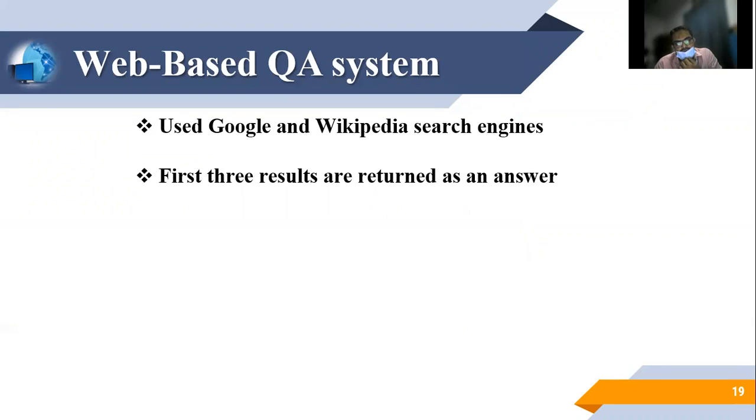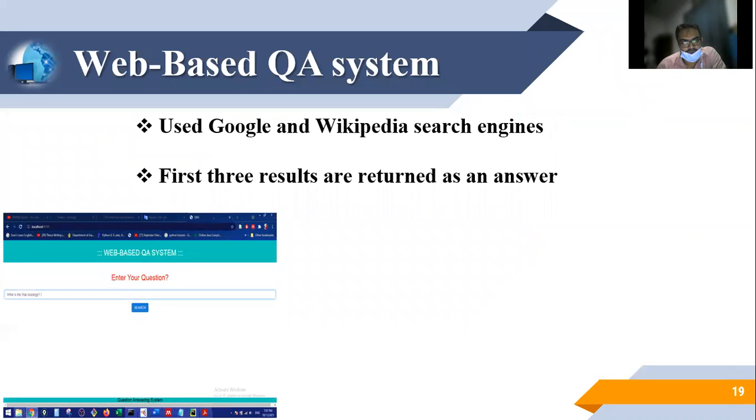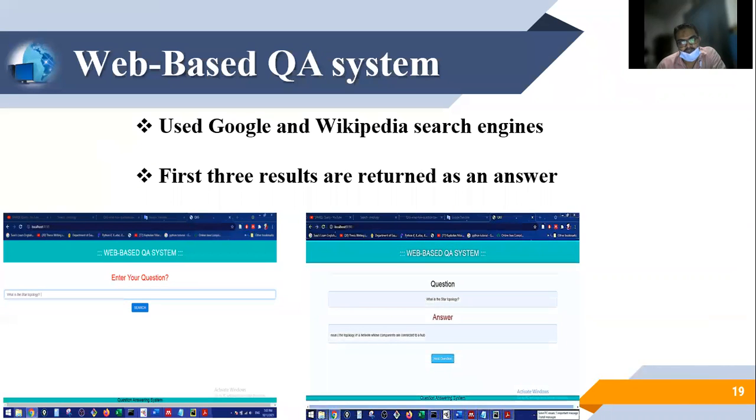First, we have used a web-based QA system. Here we used Google and Wikipedia search engines to get the answer. We do not get all the answers, but using the filters we use, the first three results are returned as an answer. When we enter the question using this web interface, we get the answer.